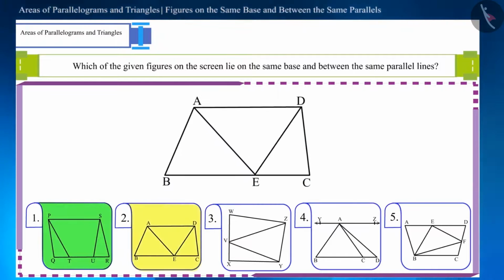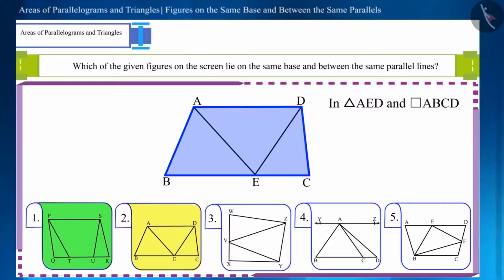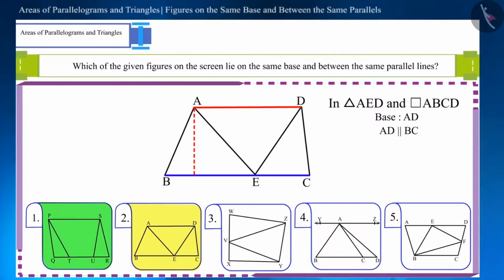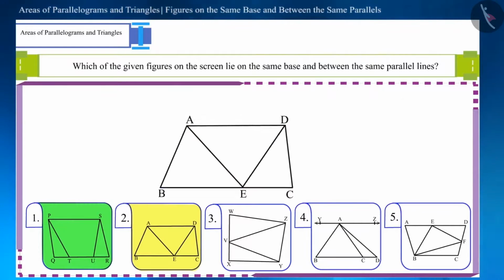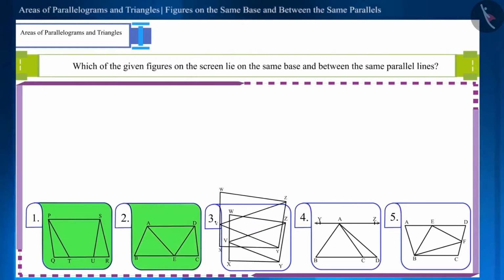In the second figure, there are two different figures. One is triangle AED and the other is parallelogram ABCD, both of which are located between the two parallel lines AD and BC, and their base AD is also the same. So you can see that their heights are also equal. Now let's move to the next figure.